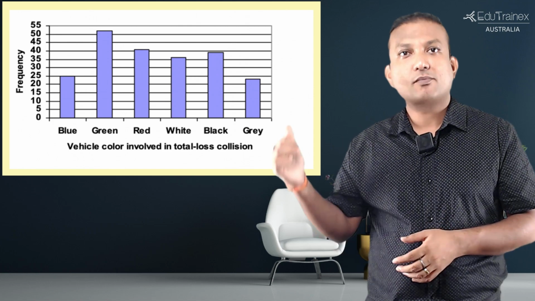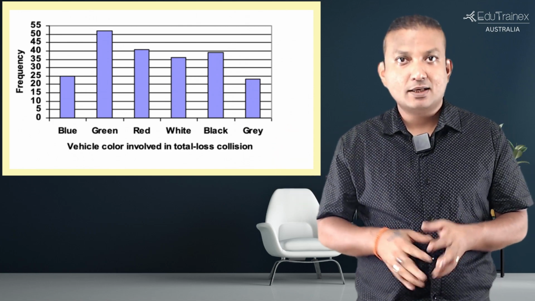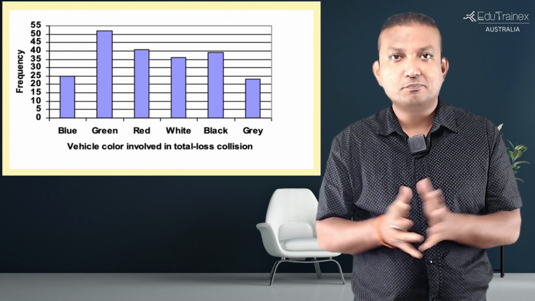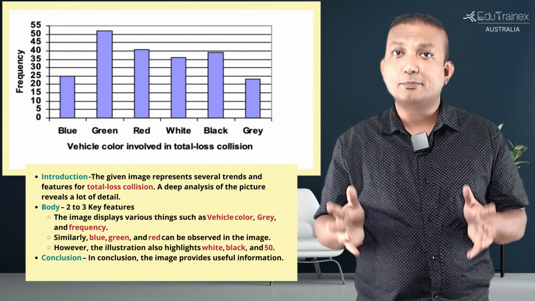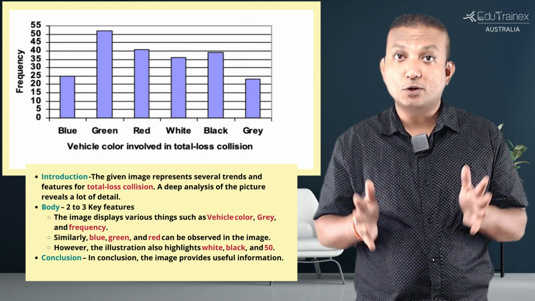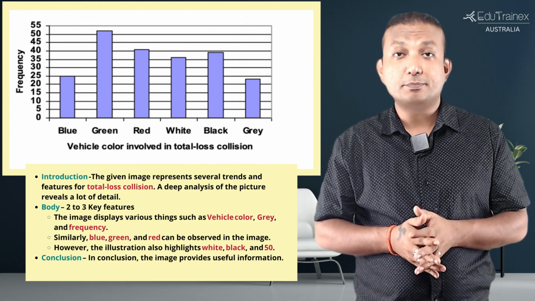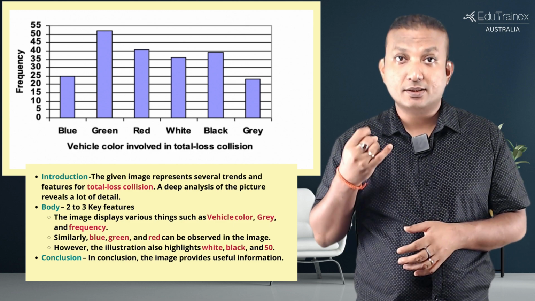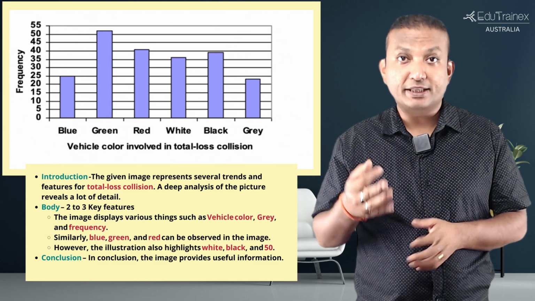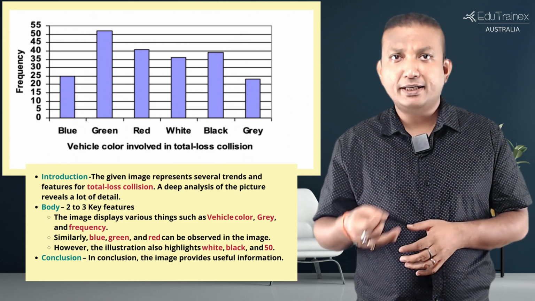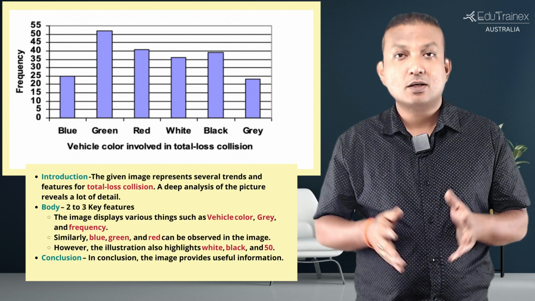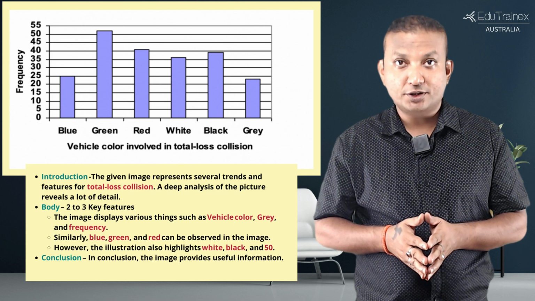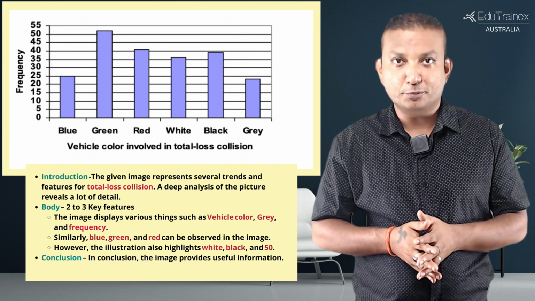See the bar graph here. It has so many keywords. I just need to put them in the template easily, and my final response will be something like this. The given image represents several trends and features for total loss collision. A deep analysis of the picture reveals a lot of detail. The image displays various things such as vehicle color, gray, and frequency. Similarly, blue, green, and red can be observed in the image. However, the illustration also highlights white, black, and 50. In conclusion, the image provides useful information.